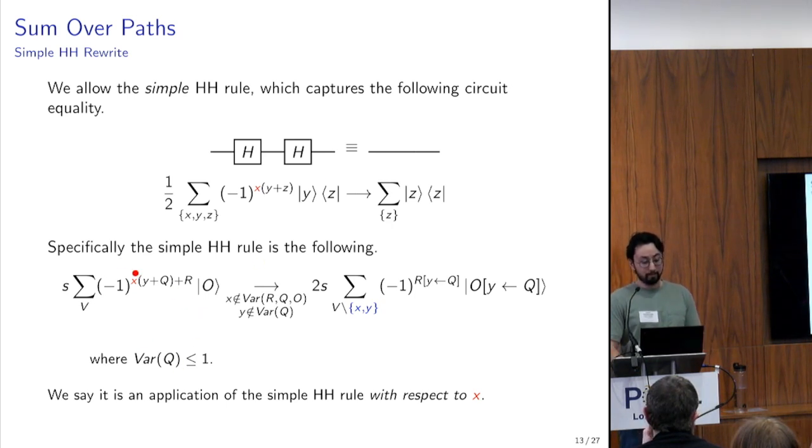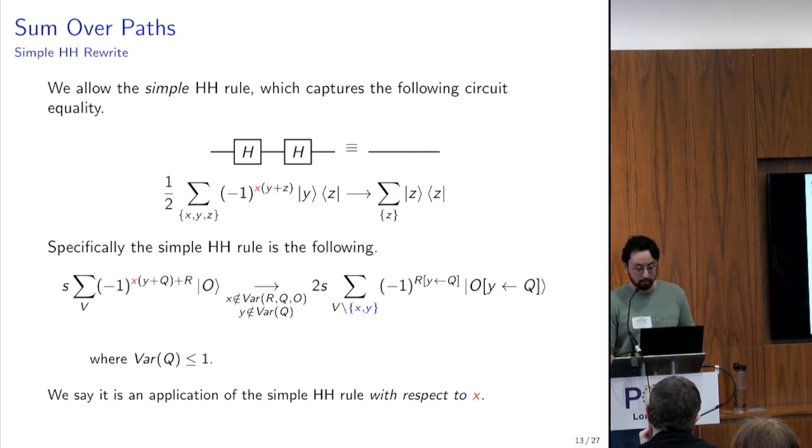but in the general expression of this rewrite rule, we'll limit the number of variables that are being substituted to be at most one. What this means is that if you look at this expression on the left, we get the expression on the right by multiplying by 2 and substituting z for y. And this is a valid application of the simple HH rule because z is just one variable. But we won't allow things like substituting z plus w into y.